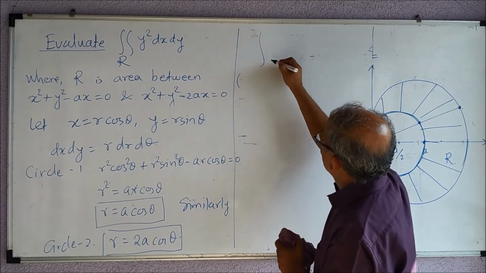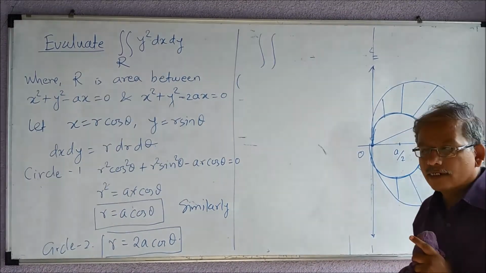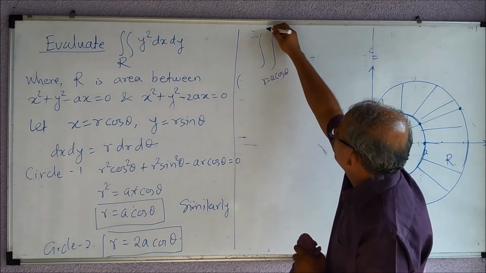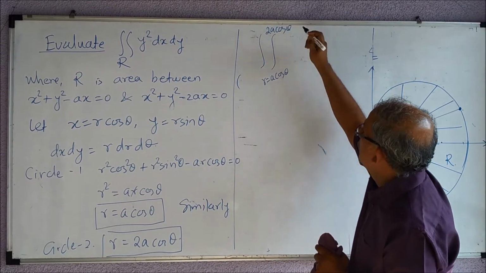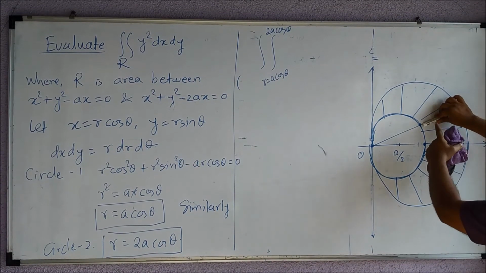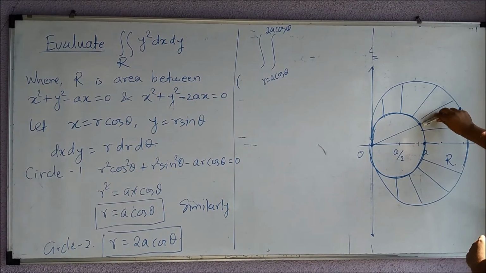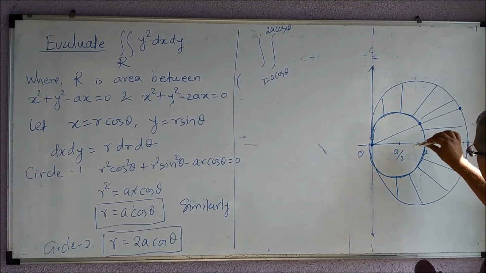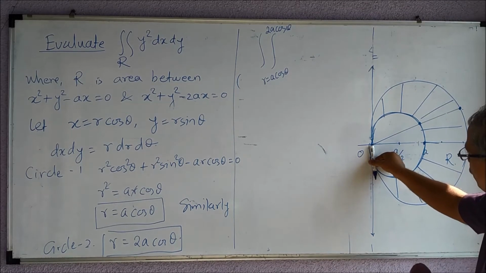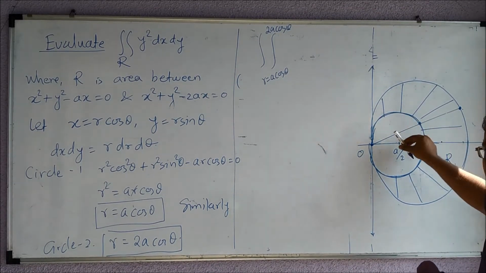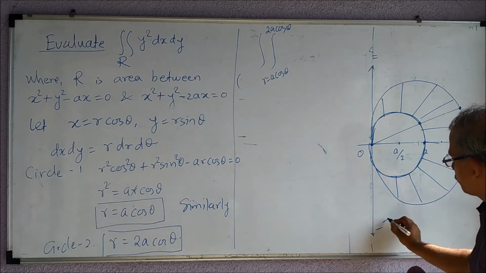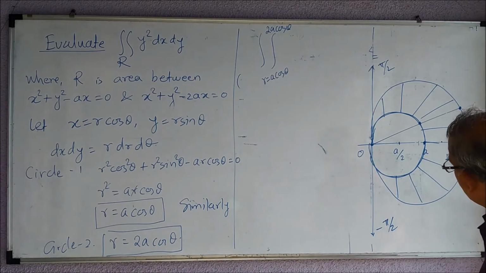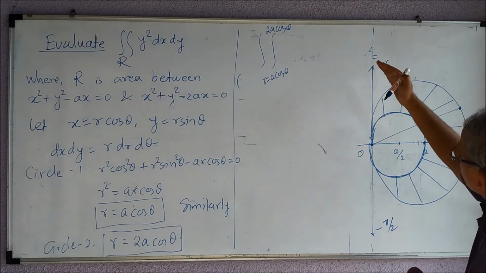See, the limits for r will be from r equal to a cos theta to 2a cos theta. Why? Because this radius vector intersects at the lower end the a cos theta circle, and at the upper end the 2a cos theta circle. And now I want to vary this theta. So this theta is actually varying from minus pi by 2 to plus pi by 2. See, this is minus pi by 2, this is plus pi by 2. So I am varying it from minus pi by 2 to plus pi by 2.